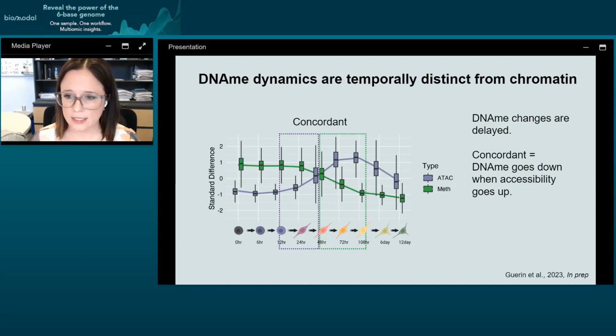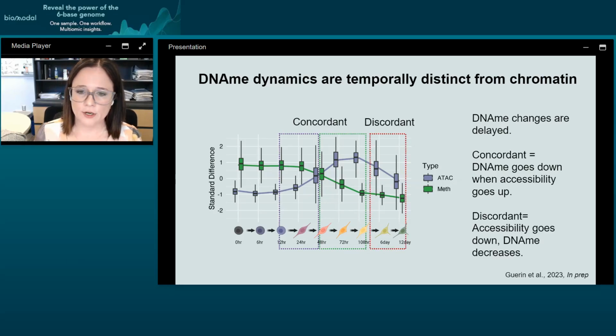also losing DNA methylation. But if we turn our focus to the end of the time course, when these regions begin to close again and actually start to return to their original closed state, those regions continue to lose methylation and remain hypomethylated. So this is just an example of one type of behavior that we observed where DNA methylation dynamics are temporally distinct from chromatin.